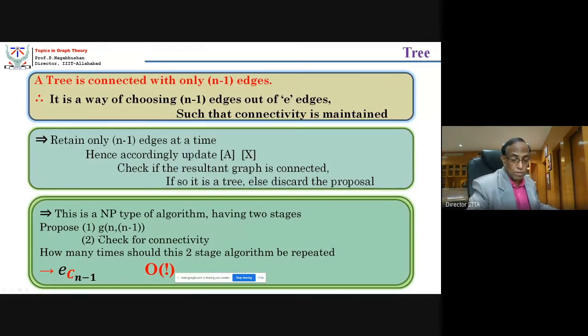Number one, obtain the first subgraph of n minus 1 edges and check whether the subgraph is a tree or not. So two stages. First is just choosing randomly. Second is checking for connectivity. If the connectivity is established, then it is a tree. If not, then it is not a tree. Therefore, it is a combinatorial problem of choosing n minus 1 edges out of e edges. It is a factorial type of algorithm, but nevertheless, it is worth trying. This is the simple transformation of the algorithm into a performing algorithm.